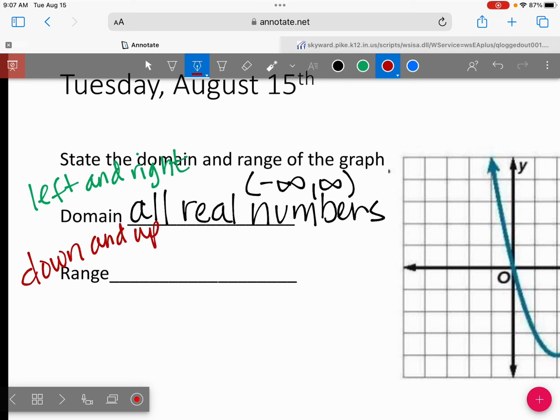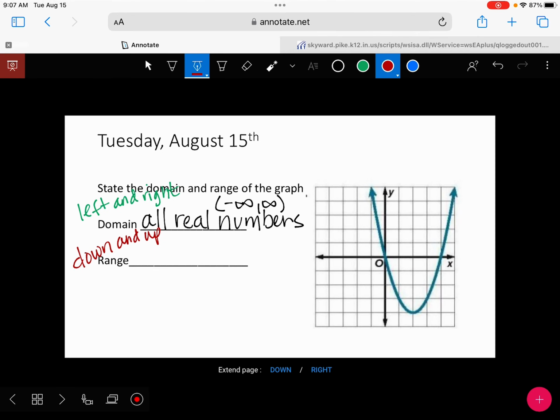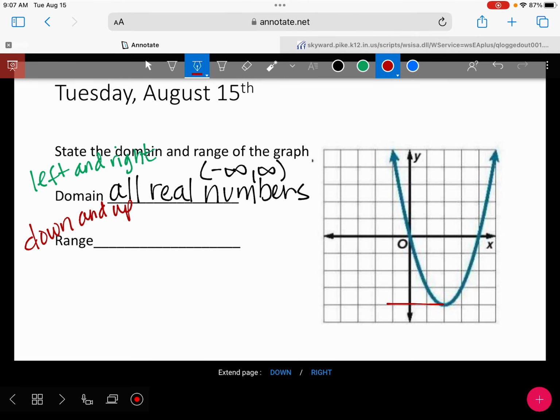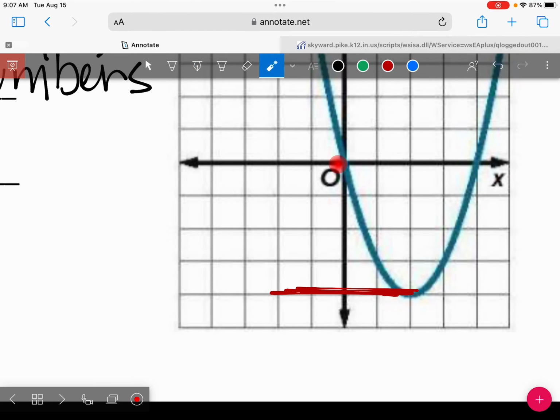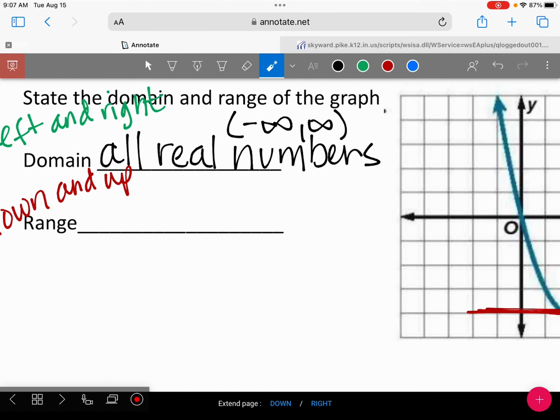Okay, so range, you're going to look down and up. So we don't have an arrow going down. We only have 2 arrows pointing up. So my range is not all real numbers. The lowest this graph goes is right here. So if I zoom in, this is 0. This would be -1. This is -2, -3, and -4. So your y values are greater than or equal to -4.